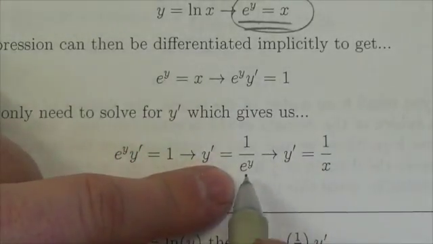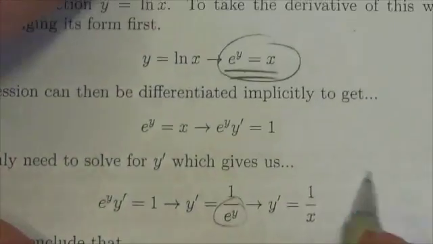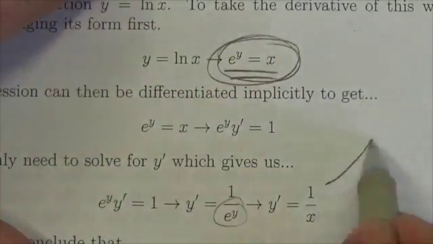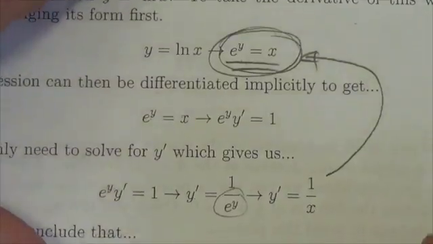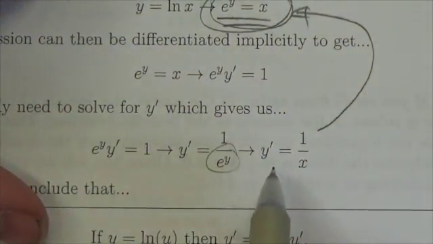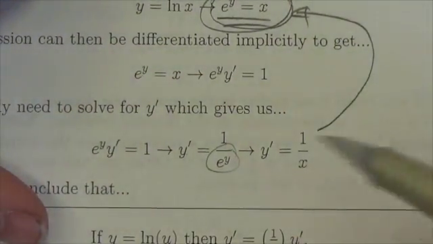But here's the trick. What does e to the y represent? Got to go all the way back up to here. e to the y is x. So the derivative of the natural log is 1 over x.